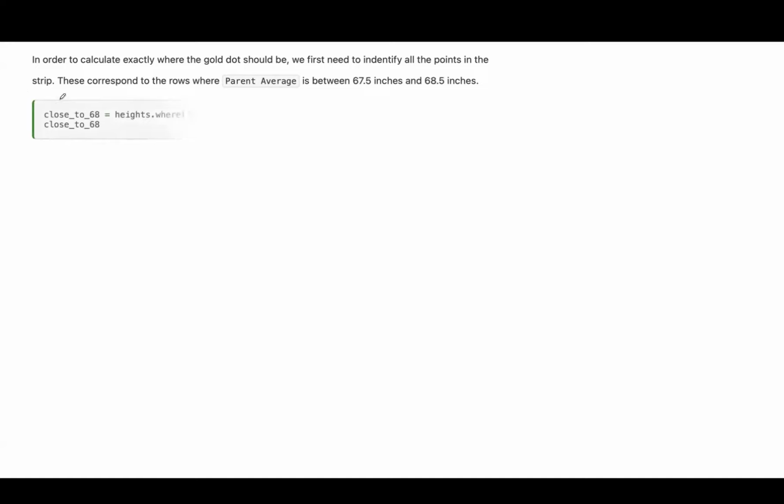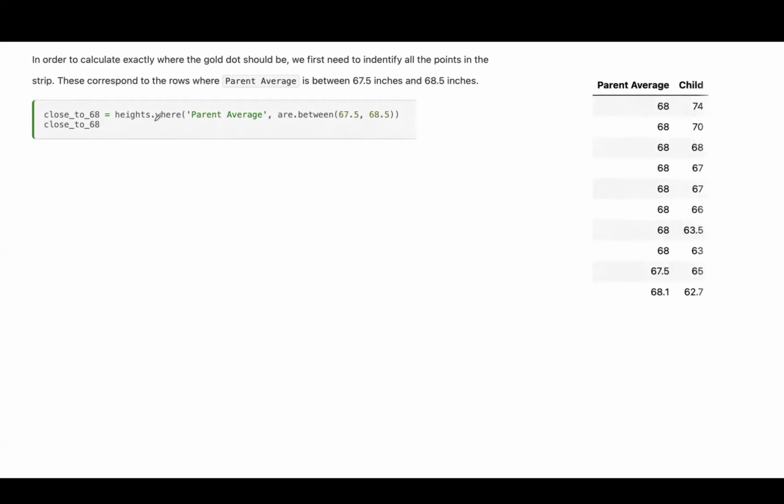So what is our conclusion? Well, in order to calculate exactly where the goal dot should be, we first need to identify all the points that are close to that value. This corresponds to the rows where parent average is between 67.5 inches and 68.5 inches. So we're going to define close by in the neighborhood, close to 68. We're looking at the heights where the parent average are between 67.5 and 68.5.